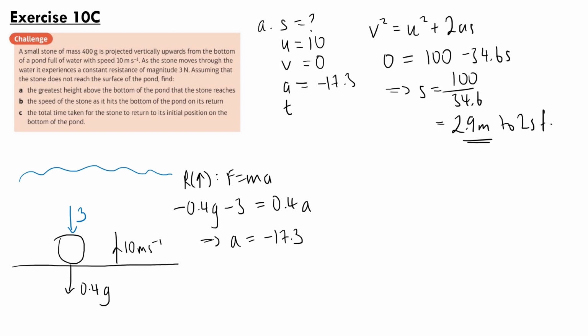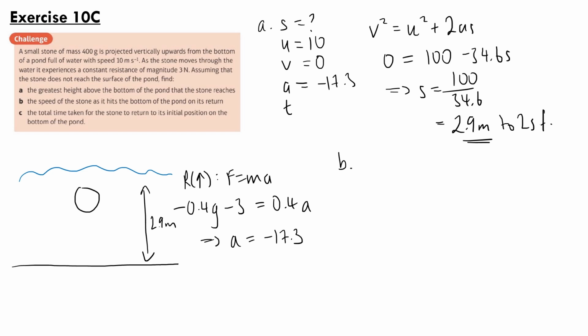Okay, for part B, find the speed of the stone as it hits the bottom of the pond on its return. So we'll have the stone is now at its greatest height. If we redraw the stone, let's say the greatest height is here, where this is 2.9 meters.